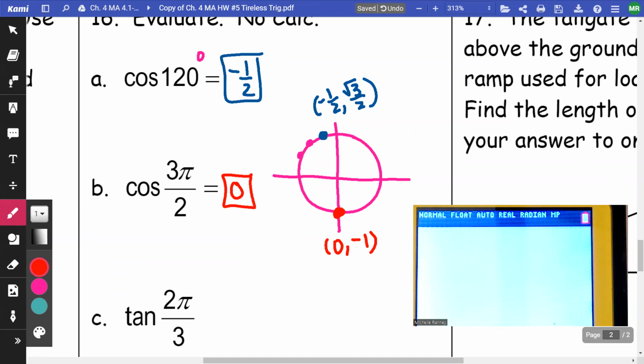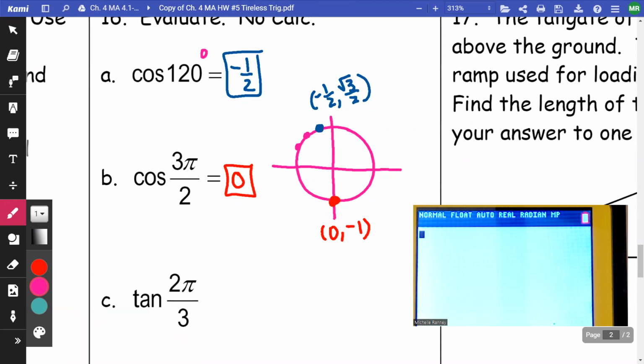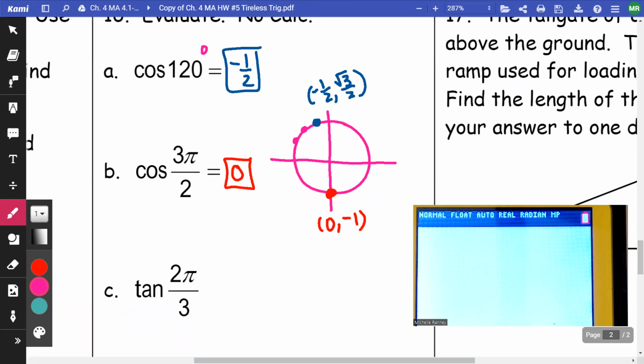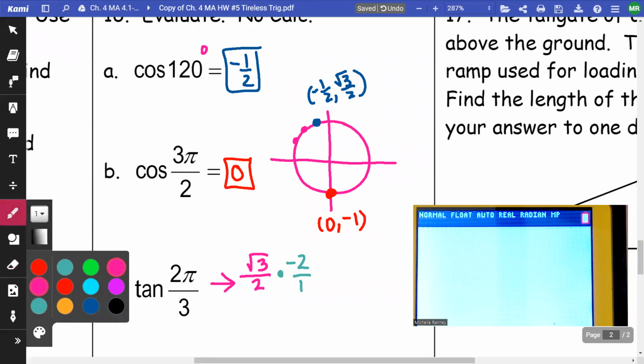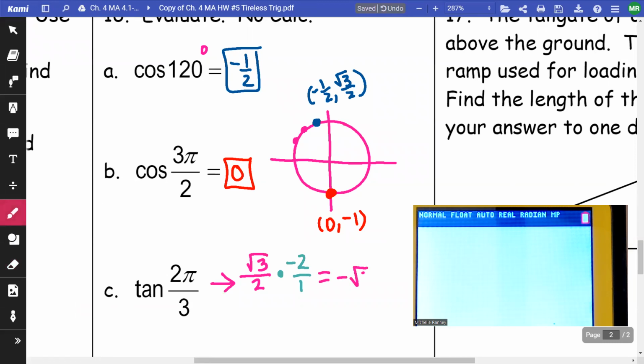And when I'm talking about 2π/3, that is going to be in quadrant 2. And it's going to be the same as the 120 degrees. But this time I want tangent. And so tangent is going to be y over x. So I'm going to have my √3/2 over -1/2, which is the same as me multiplying by the reciprocal. Okay. And so I am going to end up with a negative root 3.